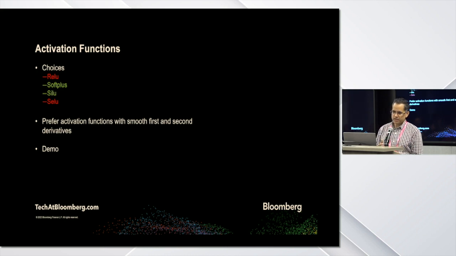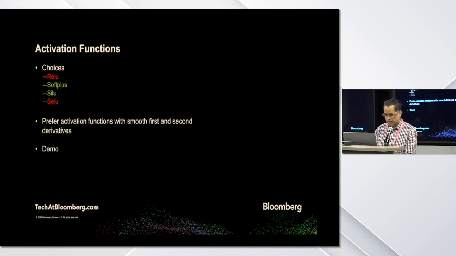Now let's look at activation functions. The classical activation function is ReLU. That's what is used in most deep learning models. But we'll see why ReLU is a bad choice. And we have smooth activation functions like SoftPlus or CELU. We ideally want activation functions which have smooth second derivatives, because we are not only trying to learn the prices, we are also trying to learn the Greeks. And that's where having a smooth activation function is very important.